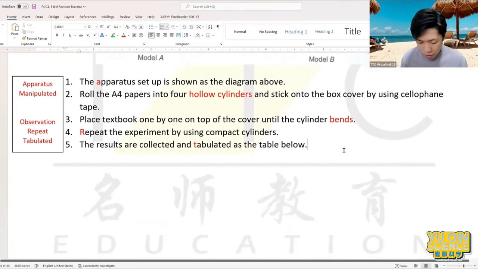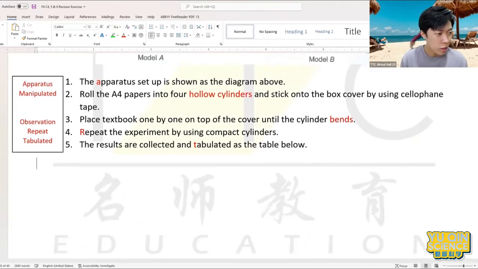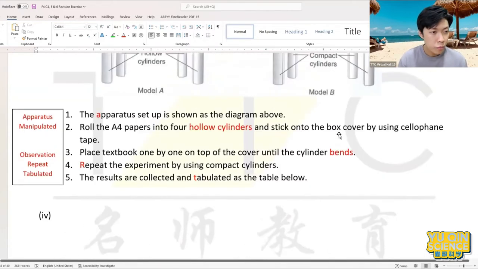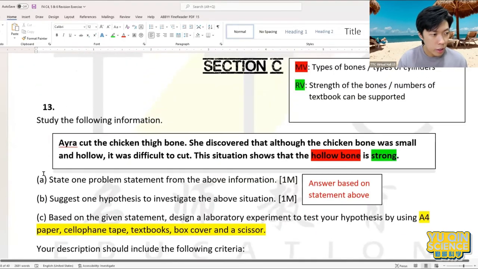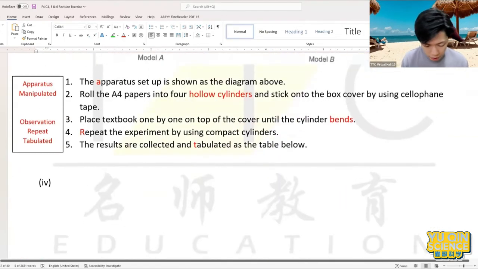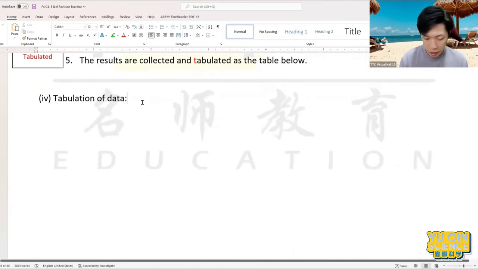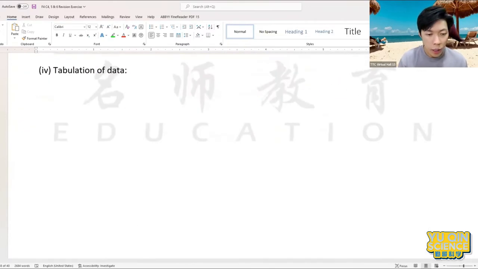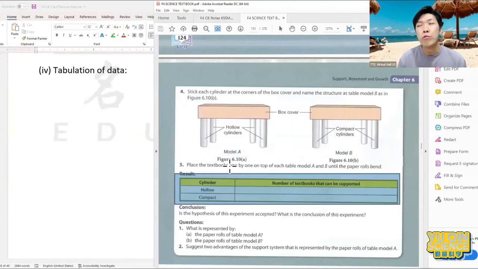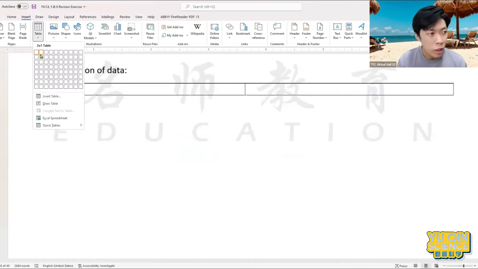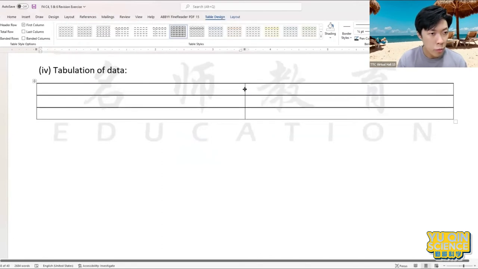Okay, then down to the last part, which is number 4. Tabulation of data. It means draw table. Now to be exact, we want to refer to your textbook a bit. It looks like that, 3 times 2. Three rows times 2 columns. So you draw with your ruler. 3 times 2. Bam, everybody.